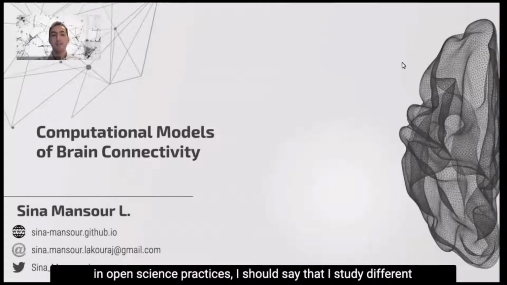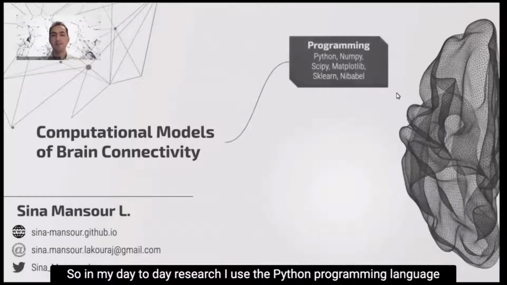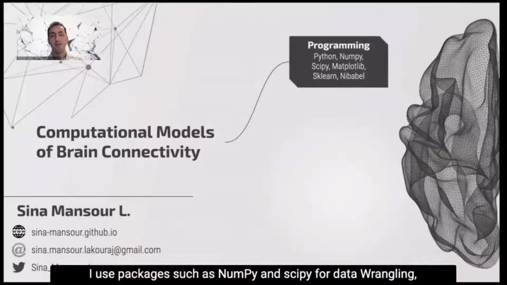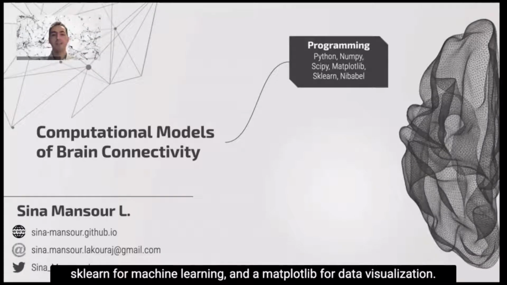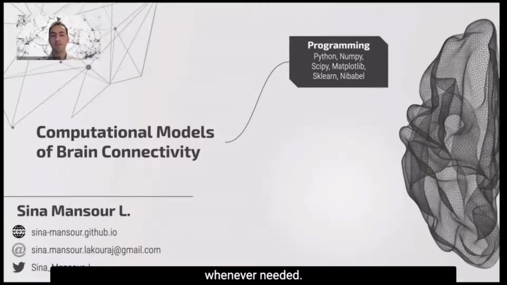To give you a little introduction about myself and my interest in open science practices, I should say that I study different computational methods of modeling brain connectivity. So in my day-to-day research, I use the Python programming language to conduct my research. I use packages such as NumPy and SciPy for data wrangling, Scikit-learn for machine learning, and Matplotlib for data visualization. I also use more specific neuroimaging packages such as NiBabel whenever needed.